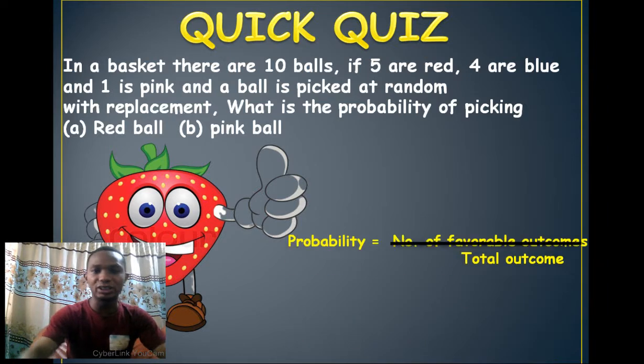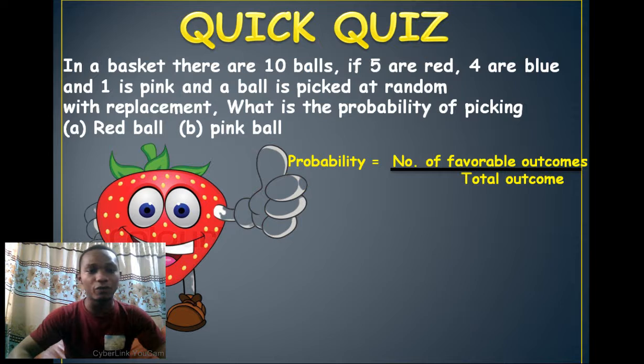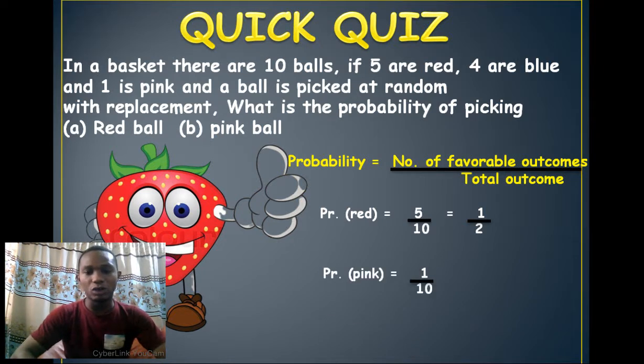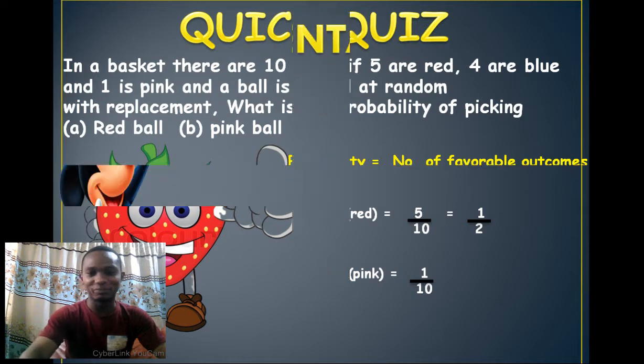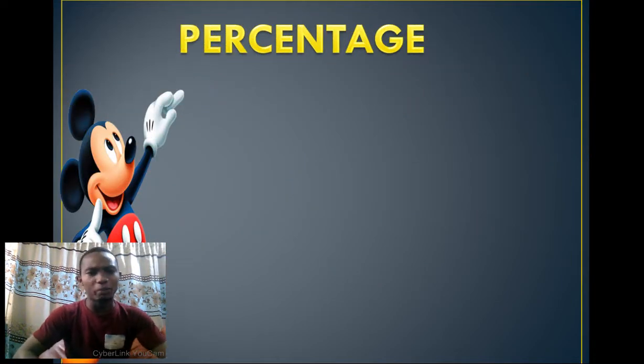Let's just proceed. The first one, the probability is equal to the number of favorable outcomes divided by the total outcome. Then we have probability of red. We have 5 reds there, right? We have 5 over 10, which when you break it down, you get 1 over 2. That's half, right? The second one is probability of getting a pink ball. We have just 1 pink ball there. Then we have 1 over 10. If you actually did that, bravo to you.